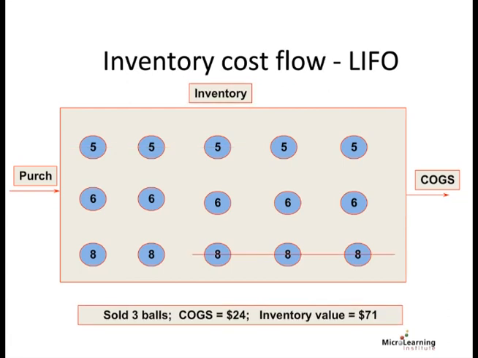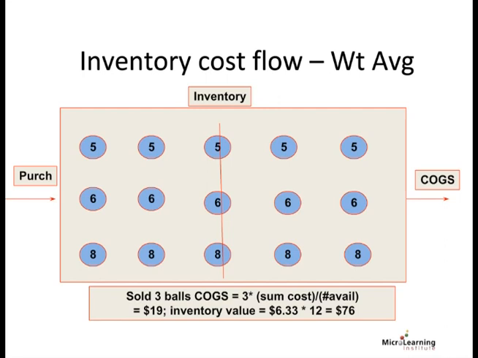With LIFO, the company assumes that the items that were last purchased into raw materials inventory are first released to work in process. Thus, closing inventory is valued at oldest prices. If we assume that inventory is released to work in progress on a LIFO basis, our cost of goods sold is $24 and our closing inventory value is $71.